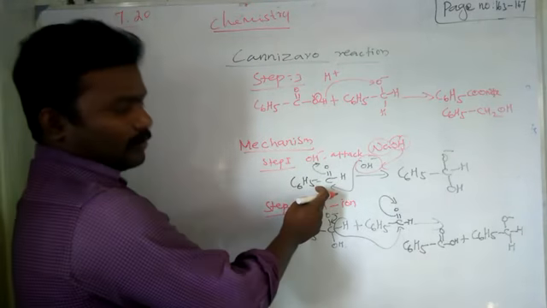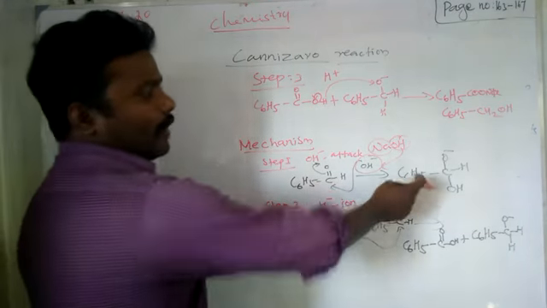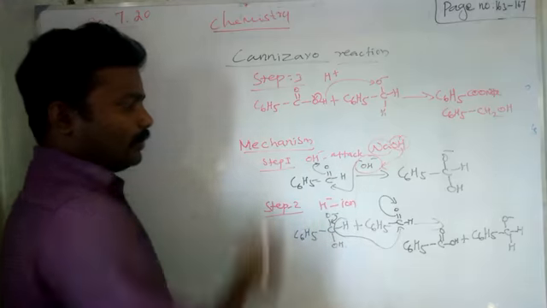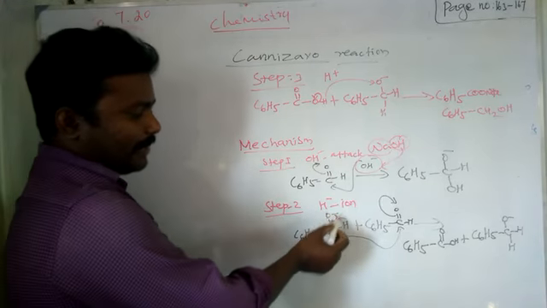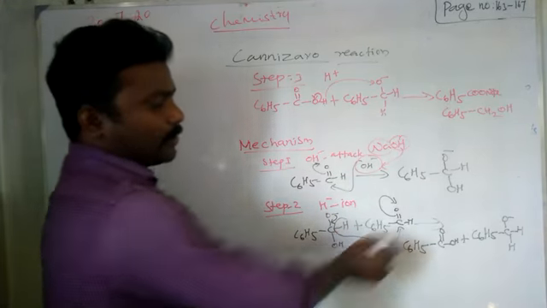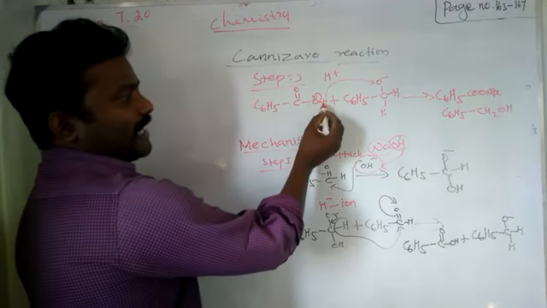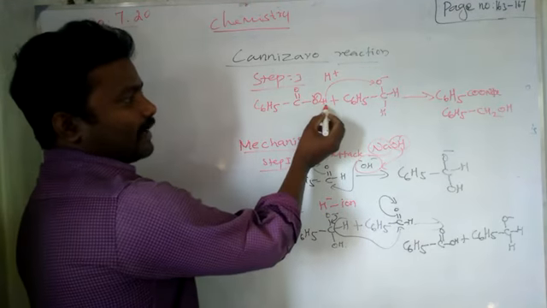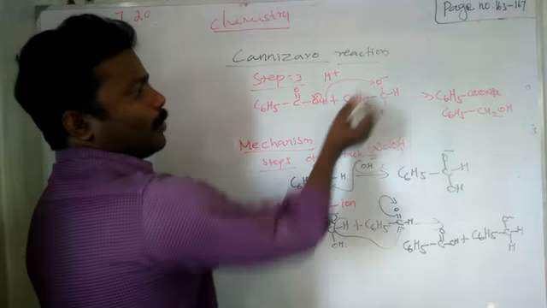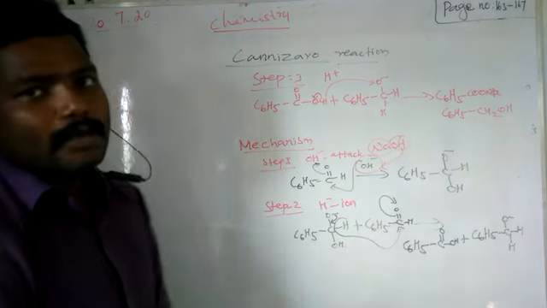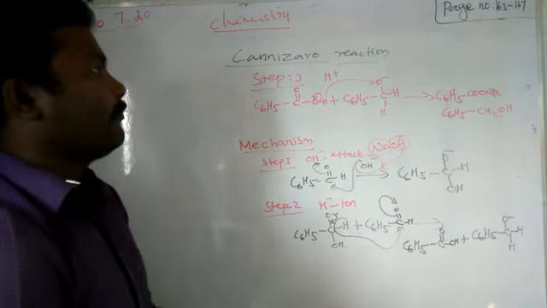First, OH minus attacks, it will form an oxide compound. The double bond will go as a minus. Then again the minus will come back. So H will transfer to the next carbonyl carbon. So O minus will form. Then transfer of H plus from the OH, H will go and attack the O minus. So benzyl alcohol and sodium benzoate will form.